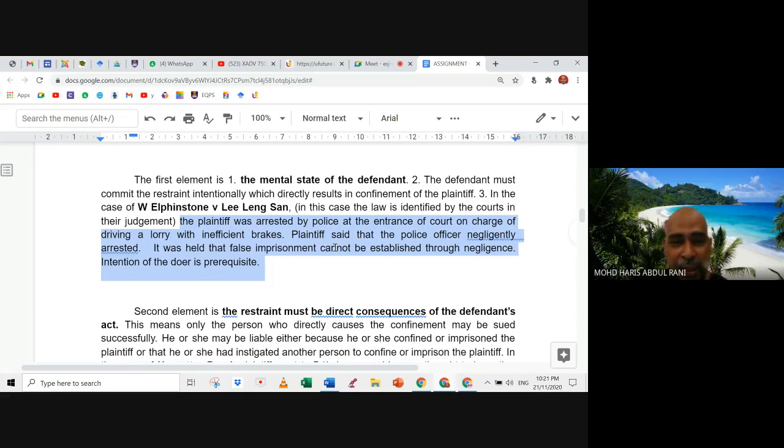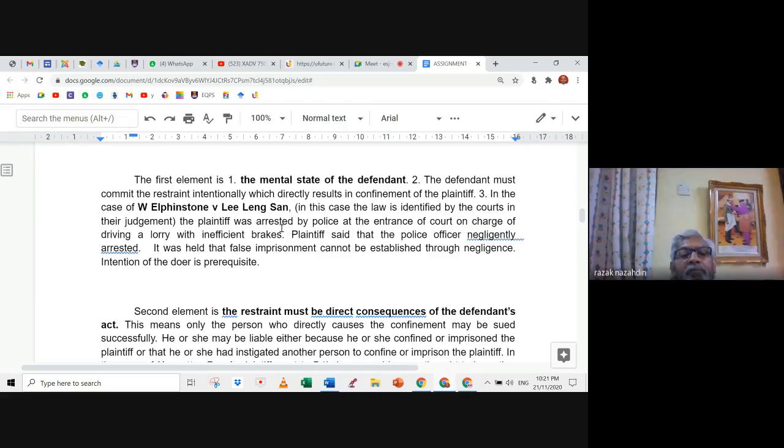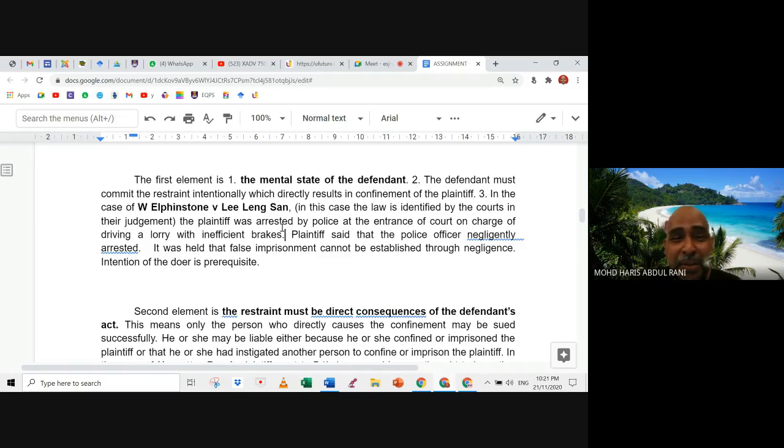Intention. Ni kalau the plaintiff was arrested by the police at the entrance of the court on charge of driving a lorry with insufficient brakes. That does not tell anything. Betul? That is just mere facts. Yeah. Which is not relevant to the mental that you are talking about. Kenapa you nak cerita benda-benda yang tak ada kena-mengena dengan what you want to prove, mental. So the plaintiff said the police officer negligently arrested him or her, you know, macam mana? Sini yang important, arrested bila, macam mana?